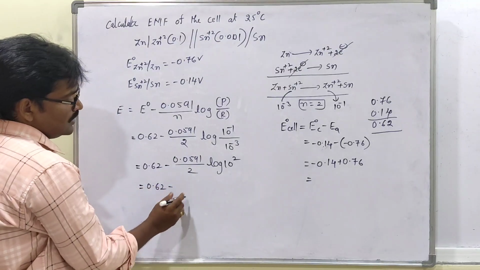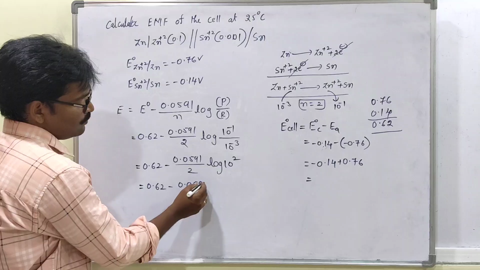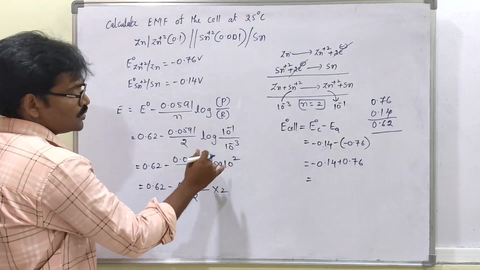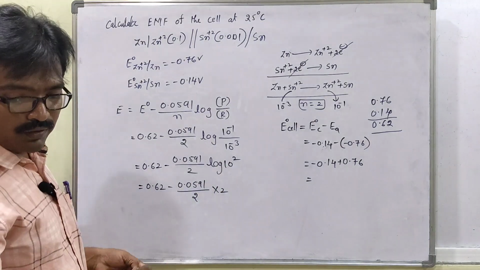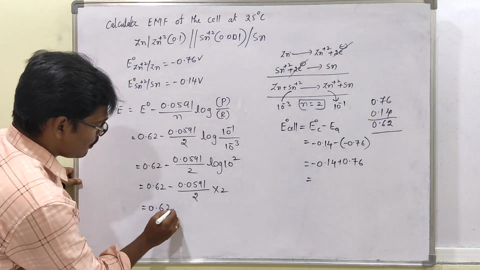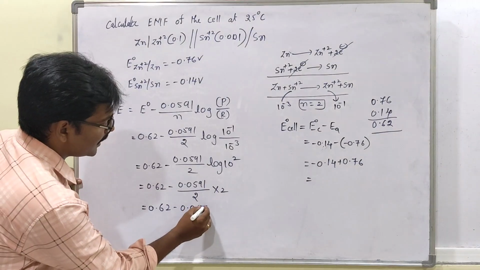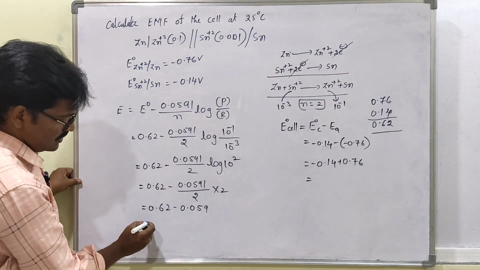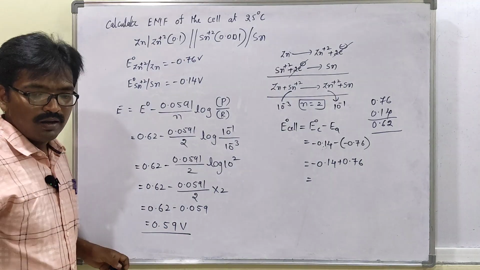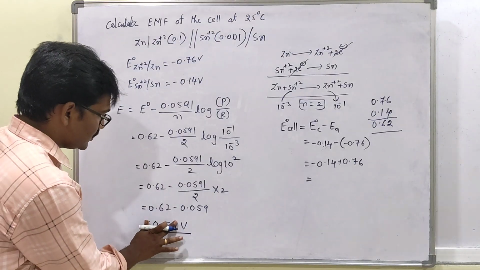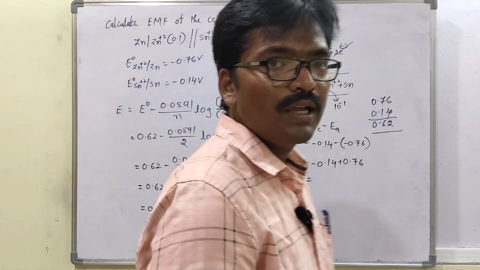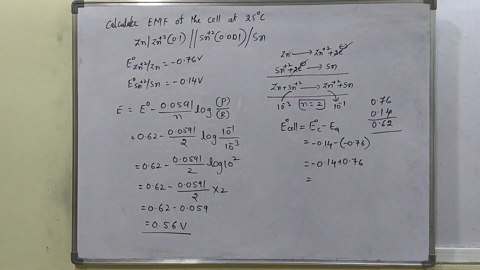So 0.62 minus 0.0591 divided by 2, then 2 into log 10. Log 10 value becomes 1. Then 0.62 minus 0.059 gives 0.59 volts. Understand, my dear students? Sorry, not 59, it will come 56. 0.56 volts you can get. Okay, clear? Yes, note it.